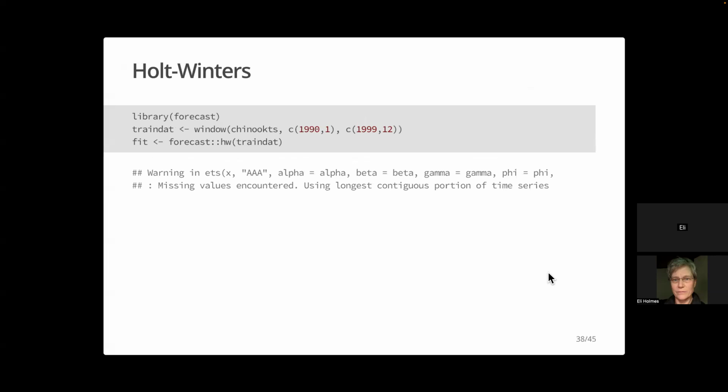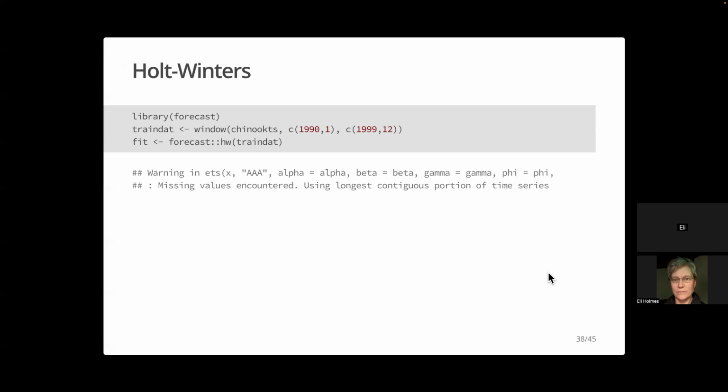So let's fit the Holt-Winters to that. I'm going to take 10 years of data, 1990 to 1999. And I'm going to use the window function. It's not part of forecast, it's just a standard time series function. And how that works is you give it your time series, you tell it when to start and when to finish. Seasonal data, so I need to tell it the year and the month, so 10 years.